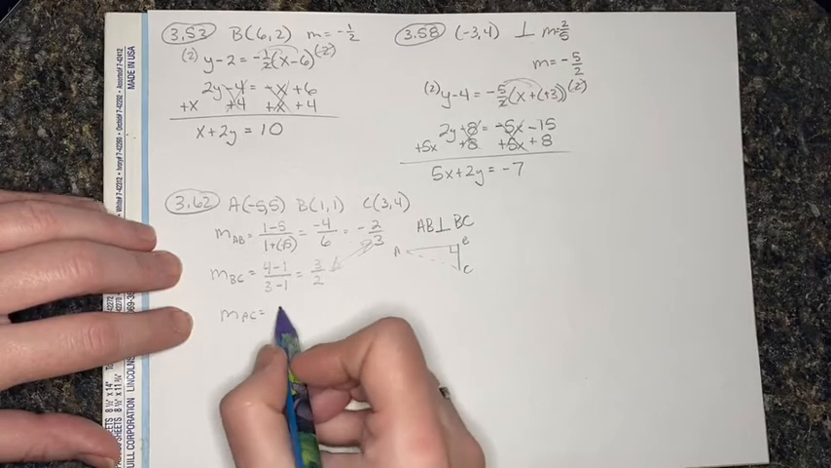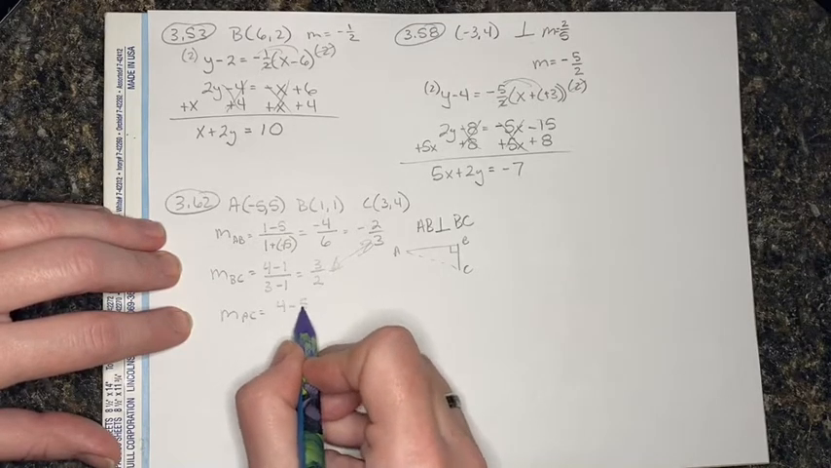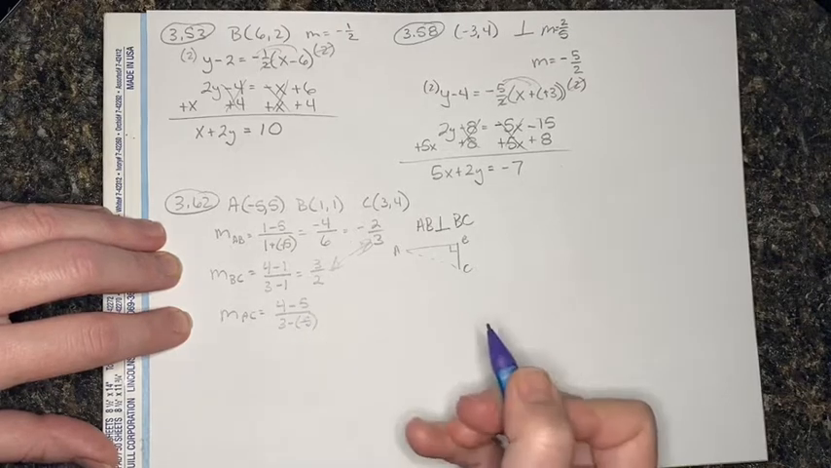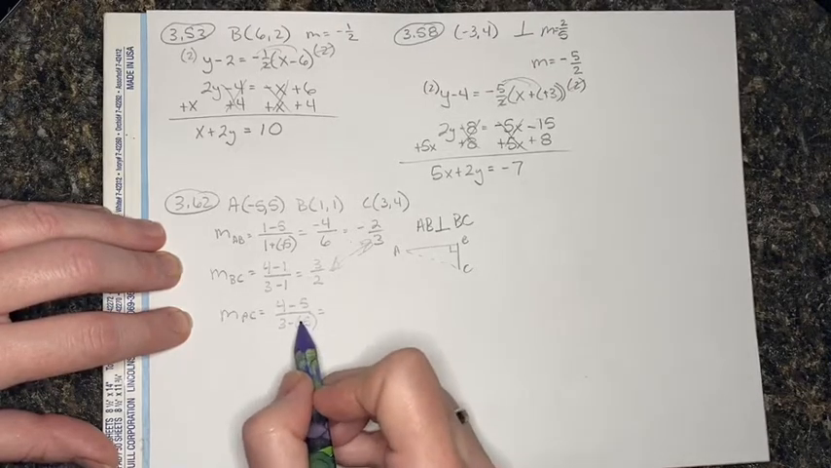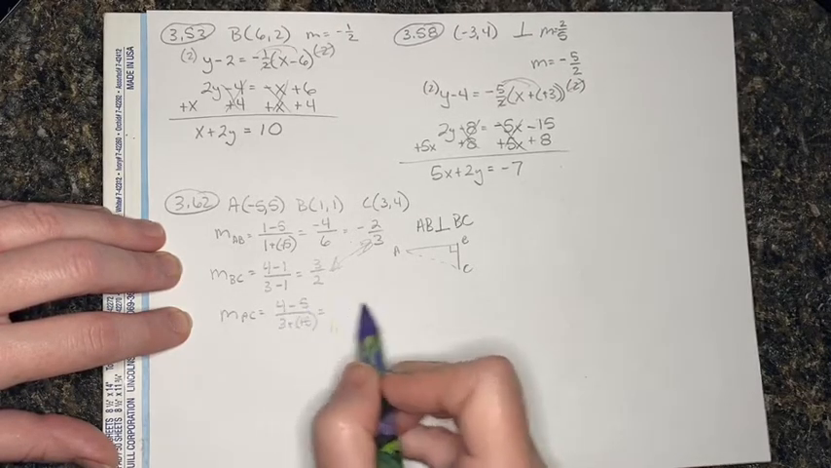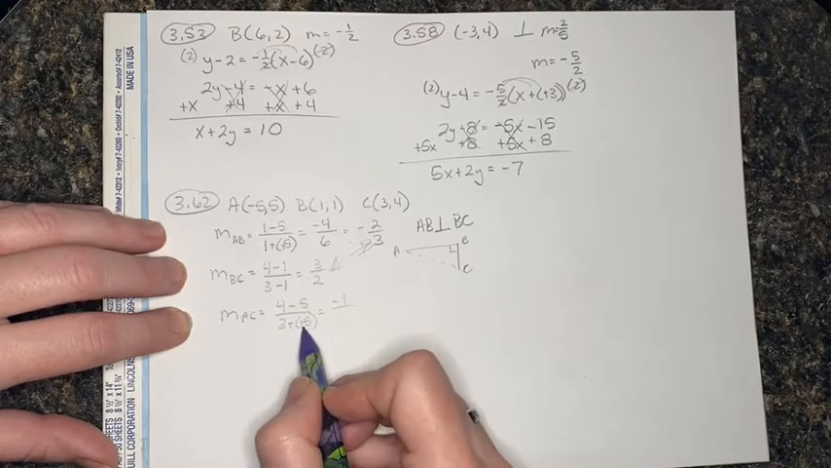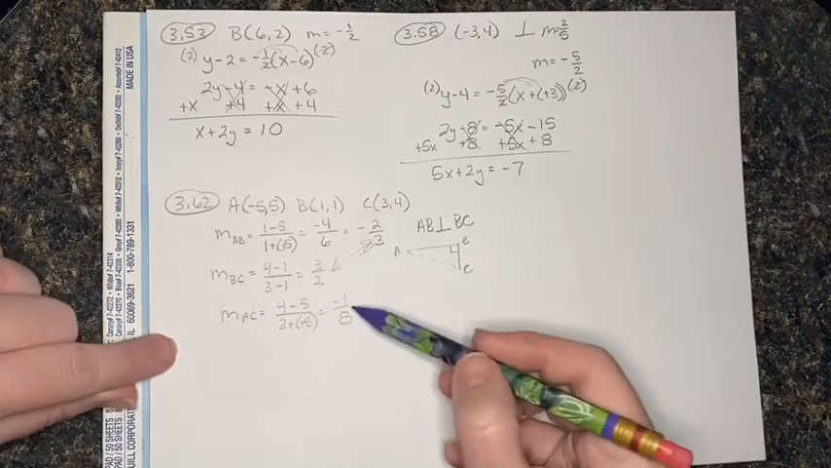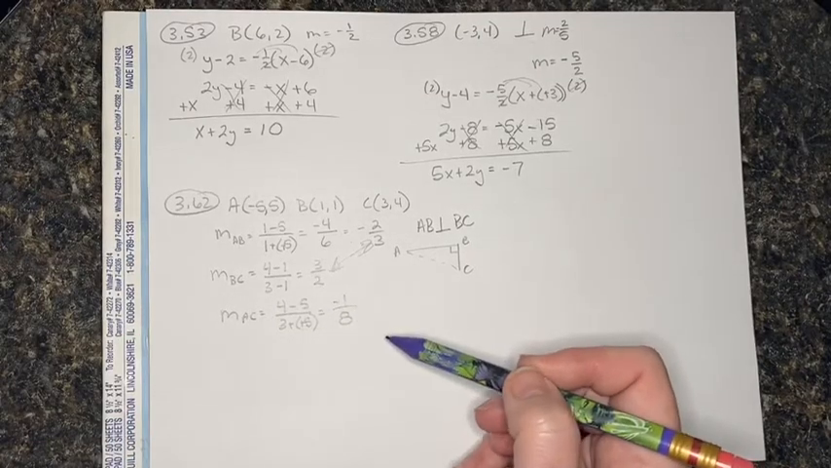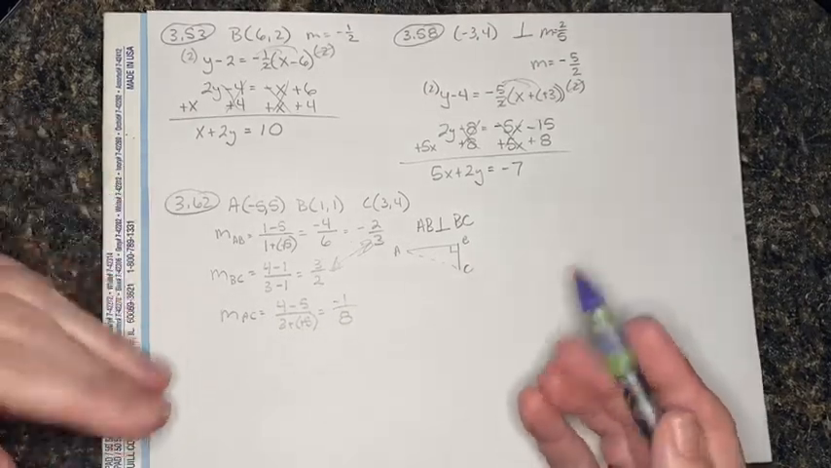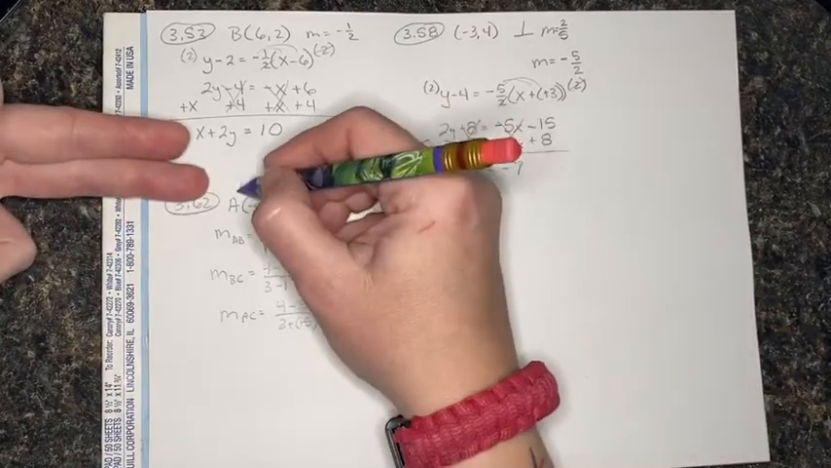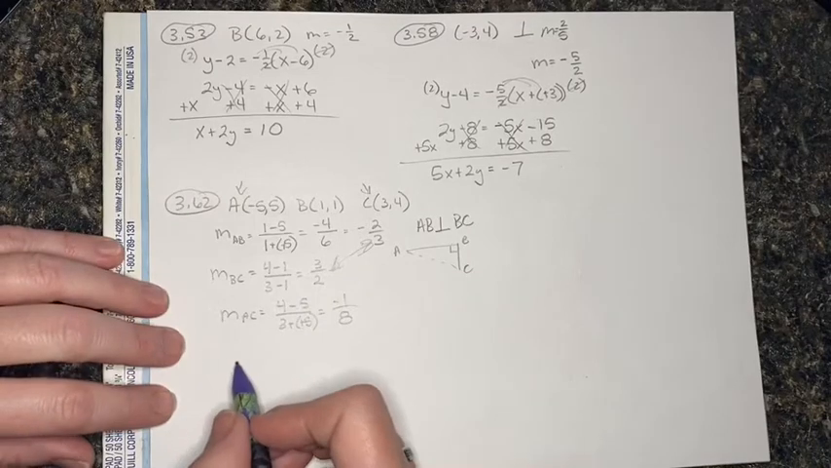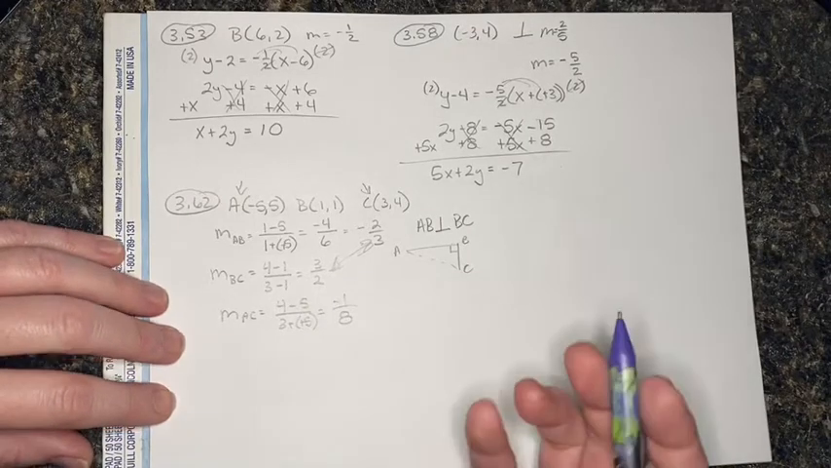Our slope for AC is going to be 4 minus 5 over 3 minus 5, okay? Minus minus gives us a plus. 4 minus 5 is -1. 3 plus 5 is 8. So our slope for AC is -1/8. All right, now we have our slope. We have our point. You can either choose point A or point C to put into our formula. I chose A, it looks like.